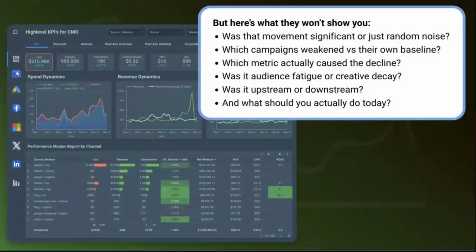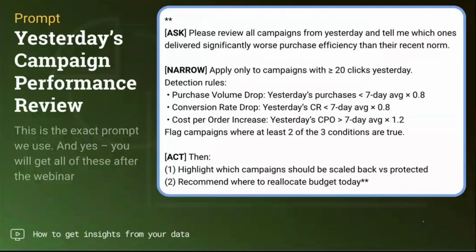So let me show you the exact structured question, the prompt that turns this confusion into clarity. So that's the exact prompt we use. And yes, you will get all of this after the webinar. I'll probably just share with you either the slides or I'll just collect the prompt and send it to you. We'll start with a precise business question.